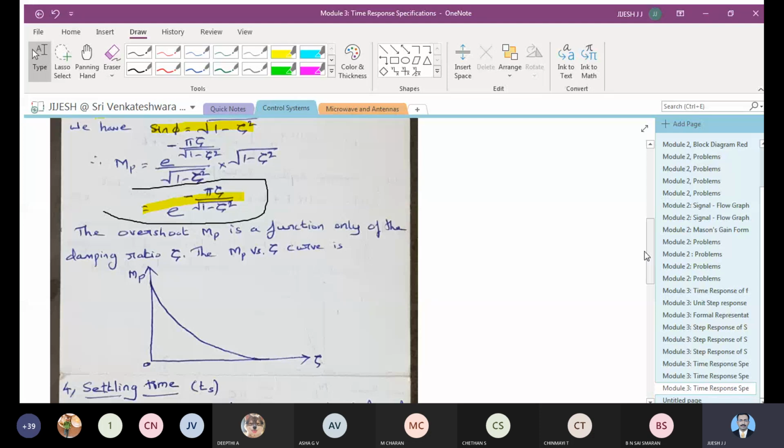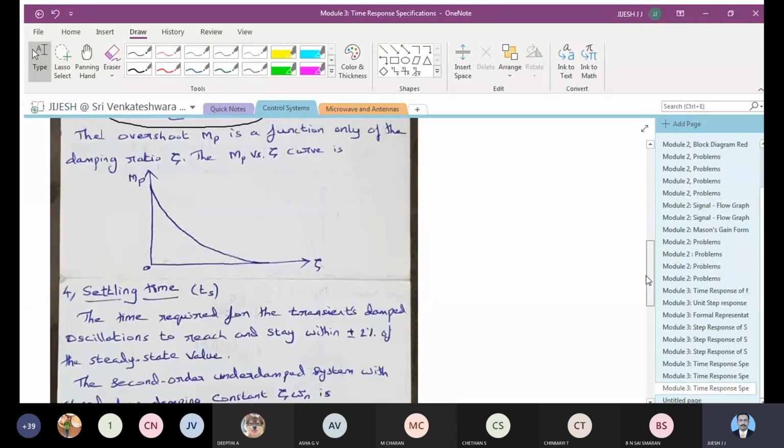Once you complete the maximum overshoot equation and the graph, we will just proceed with the settling time. It is denoted as Ts. So settling time, I think all of you might have completed. We will proceed further with the settling time. Settling time is denoted as Ts, and we will see that.